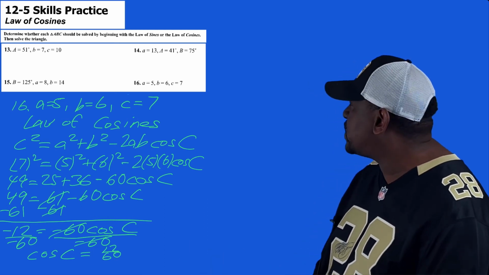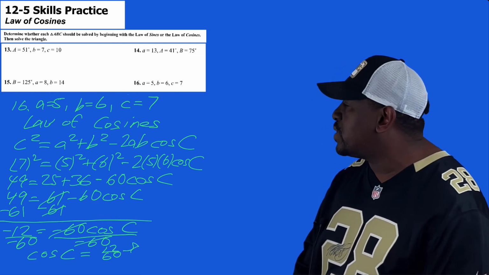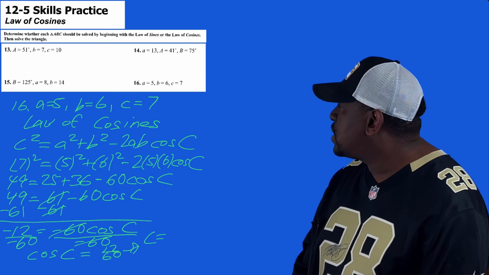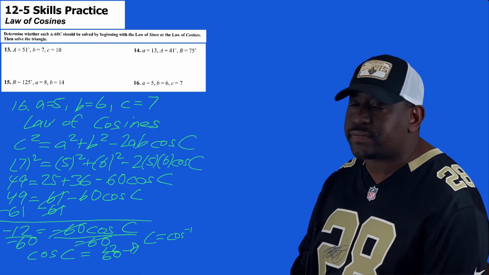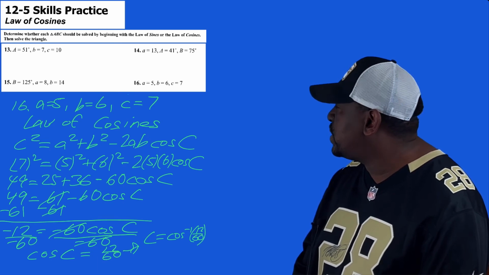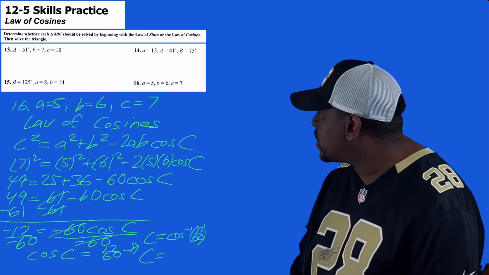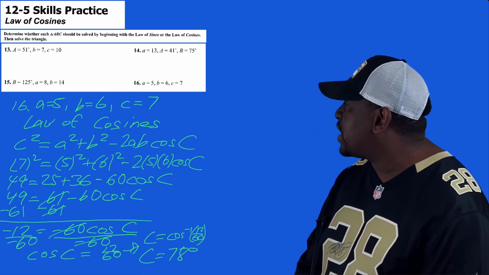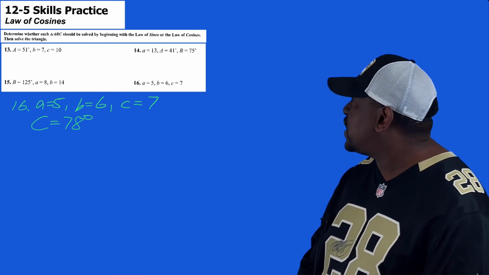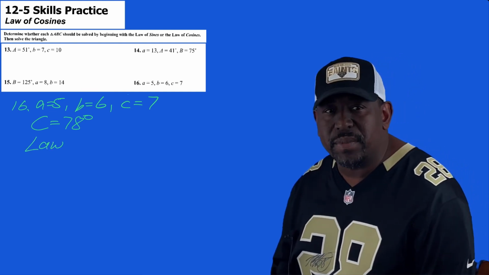The NOLA MATHMAN didn't reduce it, but you'll reduce it eventually. And C is going to equal the inverse cosine of 1/5, or 12 over 60, it's the same thing. And so once you plug that in your calculator, you will get a C value of 78 degrees. So C is equal to 78 degrees. So now we have one of the three missing angles.